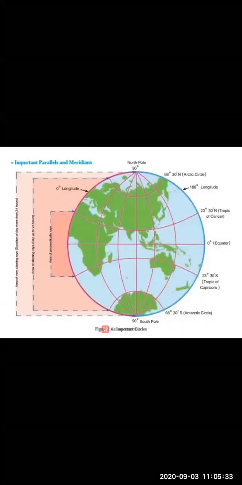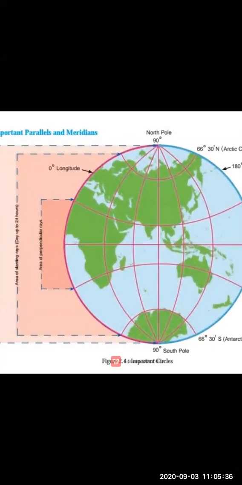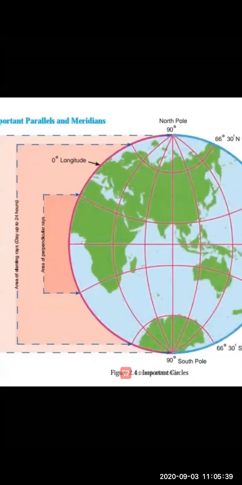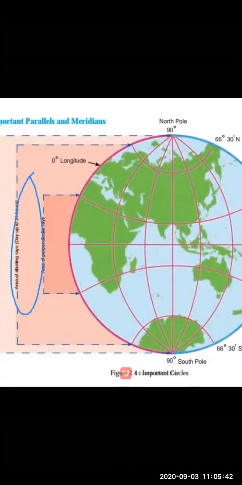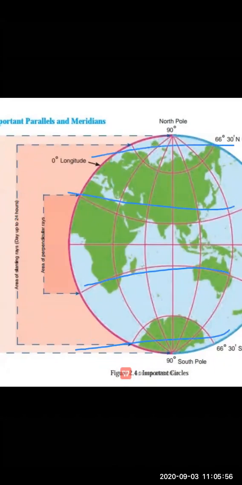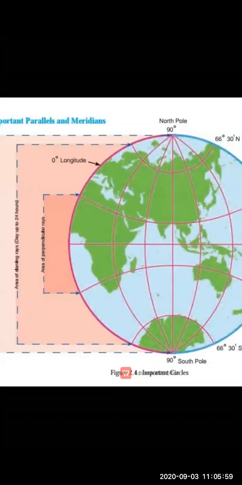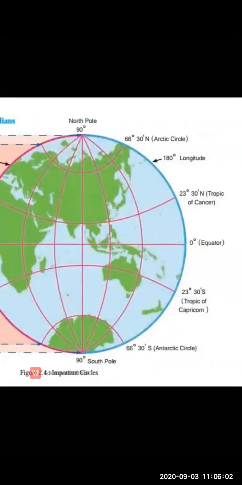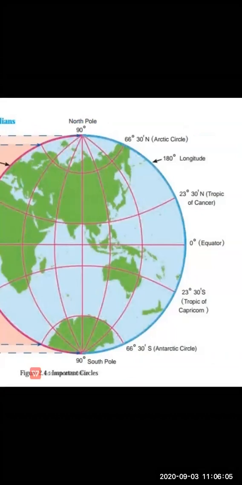Now let us see the region where slanting rays are falling on the earth. This is the region, children, see here. It is occupying a larger area. This region is experiencing slanting rays. And we have seen that this region is the Tropic of Cancer and Tropic of Capricorn. These are the regions where the sun rays are falling in a slanting direction.